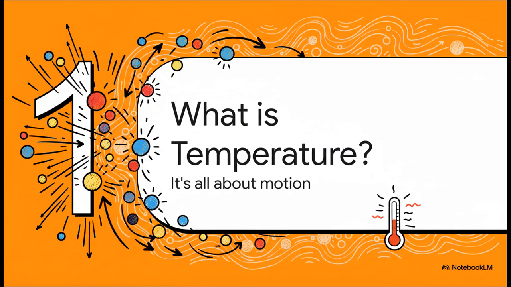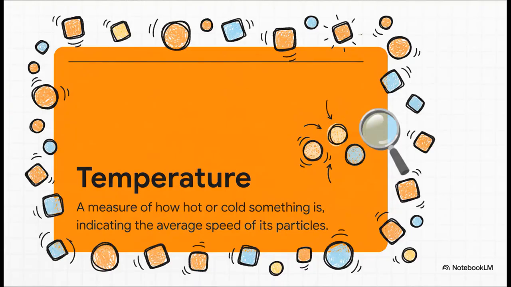So, to solve our puzzle, we have to start with the basics. We've got to figure out what temperature really is. And believe me, it's way more interesting than just a number on your phone's weather app. It all comes down to invisible microscopic motion. Okay, so here's the scientific deal. Everything, and I mean everything, is made of tiny particles, atoms and molecules that are constantly moving. They're jiggling, they're vibrating, they're bouncing all over the place.